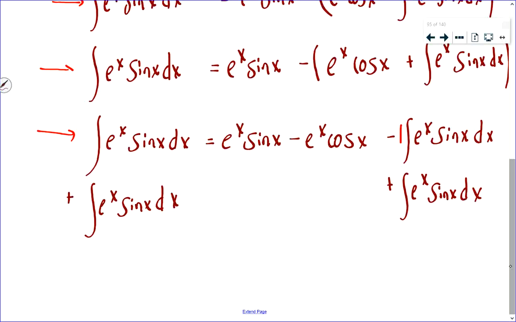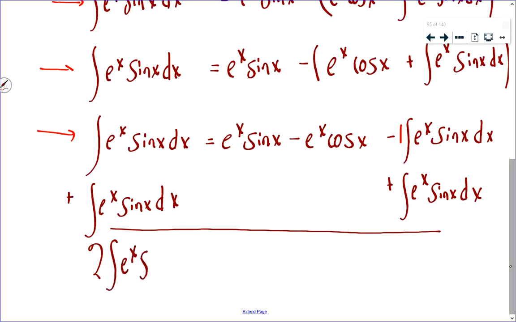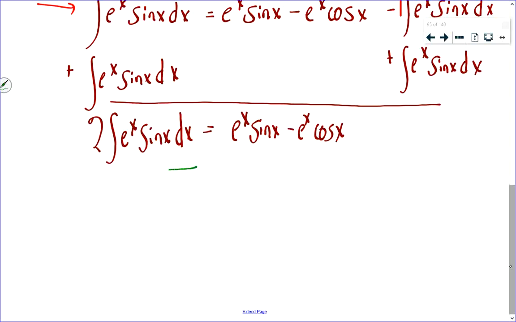what I'm going to get is 2 times the integral of e to the x sine x dx equals e to the x sine x minus e to the x cos x. So the integral of e to the x sine x dx is going to be that right-hand side divided by 2. And I wouldn't normally, in solving equations like this, show this step, but it's a subtle thing that's happening here. Because, like I said, we end up getting this answer.